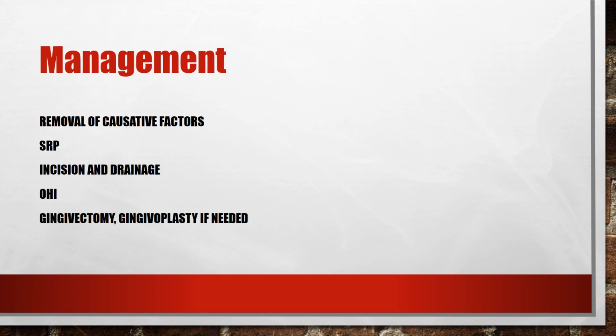Coming to the management of inflammatory gingival enlargement, the main causative factors have to be removed. The local factors are the main causative factor for inflammatory gingival enlargement. So removal of causative factors, that is scaling and root planing. If there is an abscess, it can be treated by incision and drainage. Oral hygiene instructions should be given. Under surgical procedures, if the causative factors are removed and there is persistent gingival enlargement, it can go for gingivectomy and gingivoplasty procedures if needed.